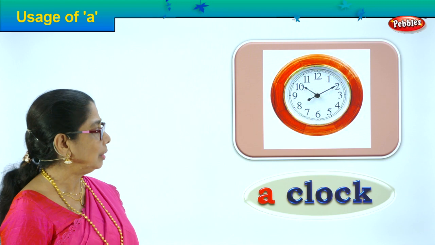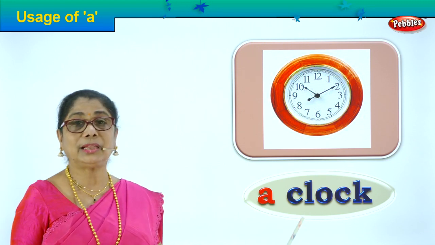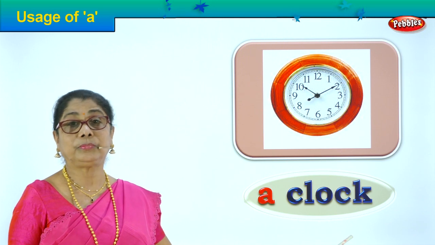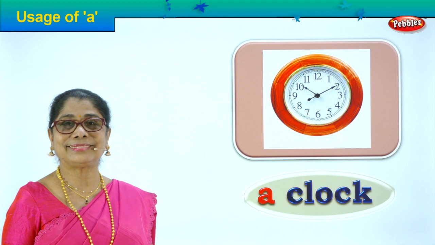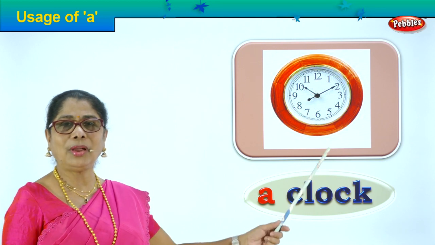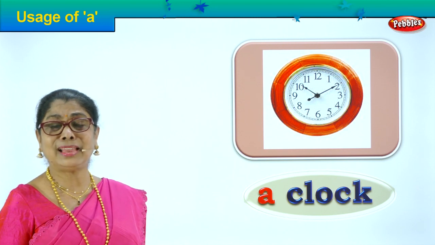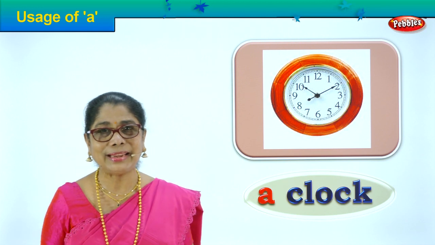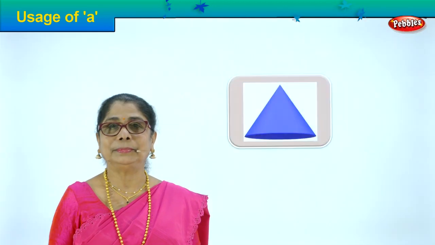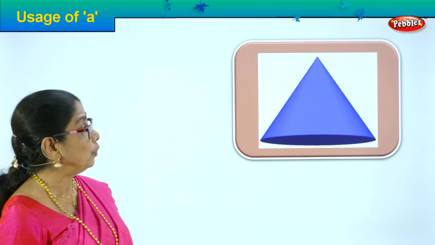Now, a clock. Spell clock, C-L-O-C-K, clock. A clock. What does a clock have? Two hands. What does the clock have on the face? Numbers. The clock face has numbers 1 to 12. Good. Shall we look at another picture? Are you enjoying the exercise? The usage of a before any word.